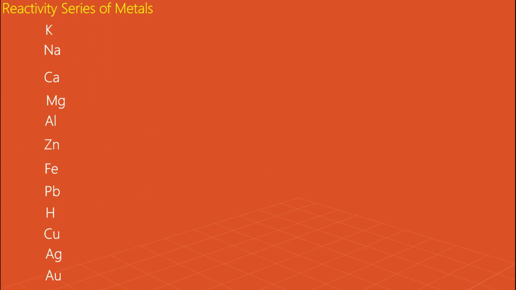Here are only a few metals. There are actually many metals, but we picked just a few of them, and these are arranged according to reactivity. The first one is the most reactive, so that will lose electrons before all of them, and the last one is the least reactive, which will lose electrons last.